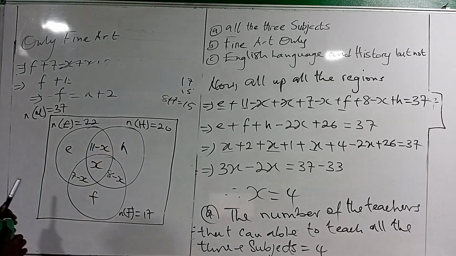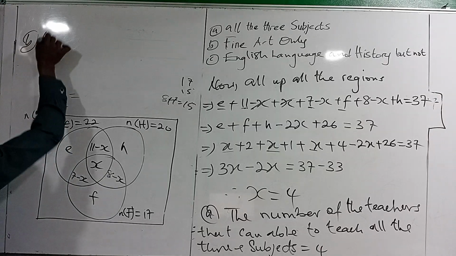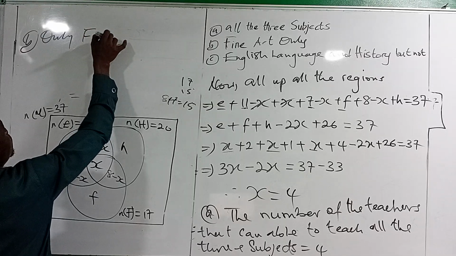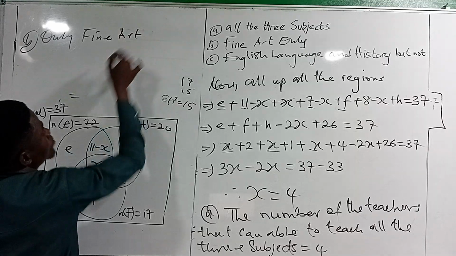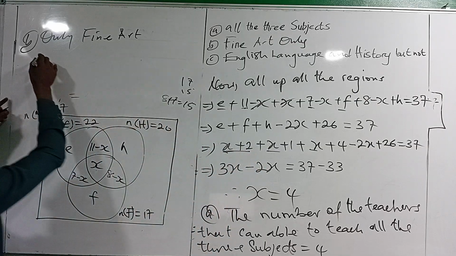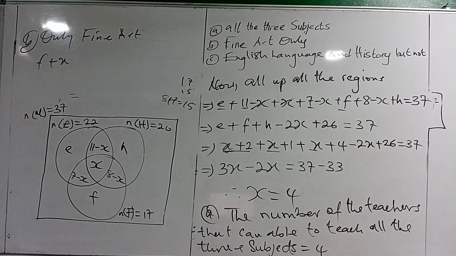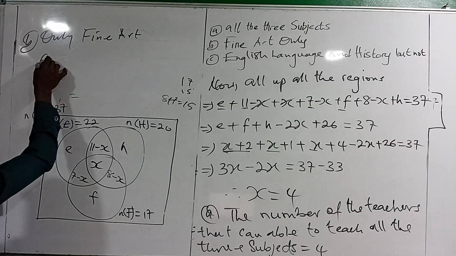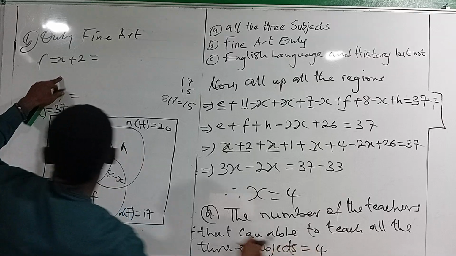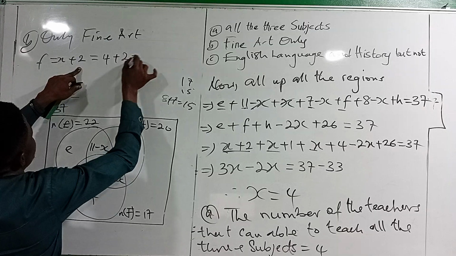Only fine art now. Only fine art. So only fine art, what do we have? We have it as F. Only fine art will be x plus 2. Our x is 4. Then plus 2. We have 4 plus 2. So this one gives 6.